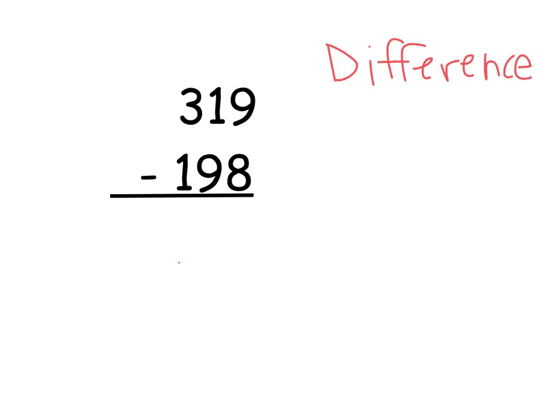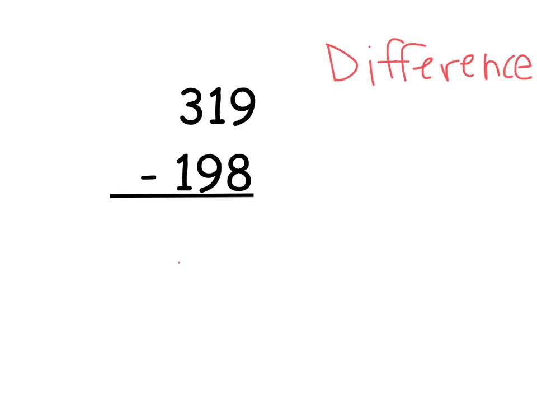Difference. Now, the first thing that you have to do when you subtract is you line up your place value positions. So 9 and 8 are both in the ones place, so we line them up. 1 and 9 are in the tens place, so we line them up. 3 and 1 are in the hundreds place, so we line them up.